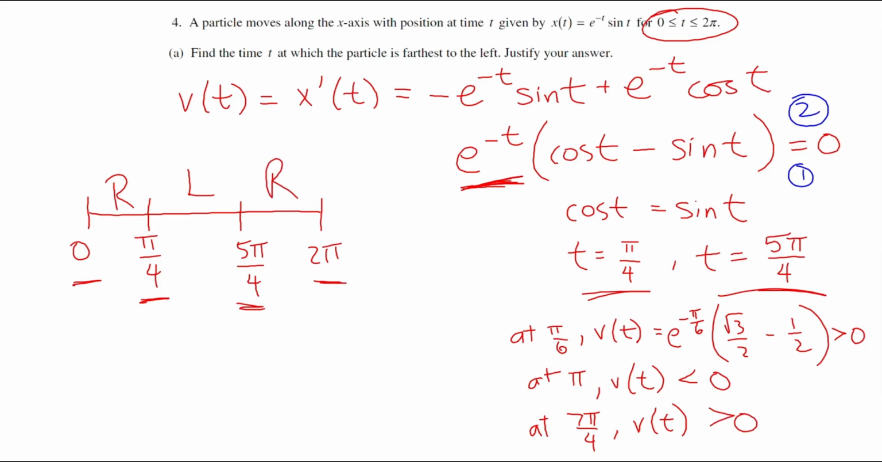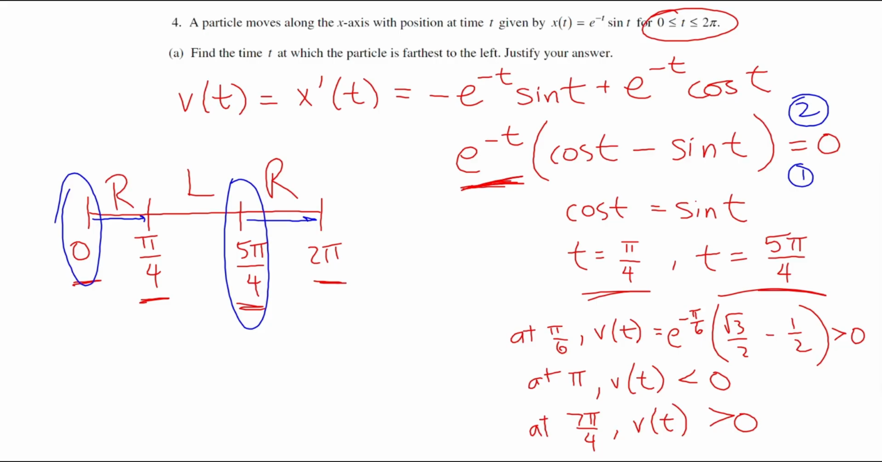So we can be furthest to the left when we stop moving to the left, right? Or when we first start moving to the right. So a possibility here is going to be 0 and 5 pi over 4. Those are our only two possibilities, because otherwise we're moving to the right, and we're not going to be the furthest to the left anytime we're in the middle of moving to the right. So pi over 4 and 2 pi don't make any sense.